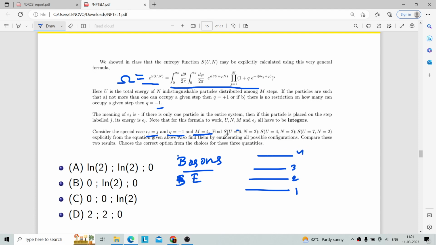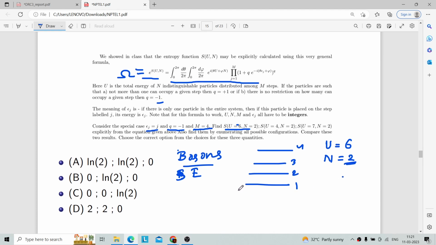So what is the question? Find u of 6 and 2. That means I have to arrange my balls, or particles, so that my total internal energy will be 6, and I am given 2 particles. So we did this in the last question also. So you have to arrange these 2 particles.